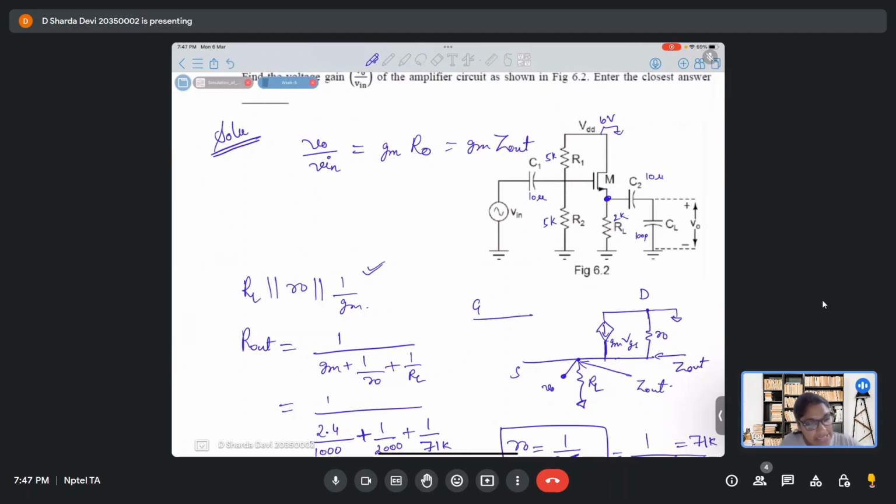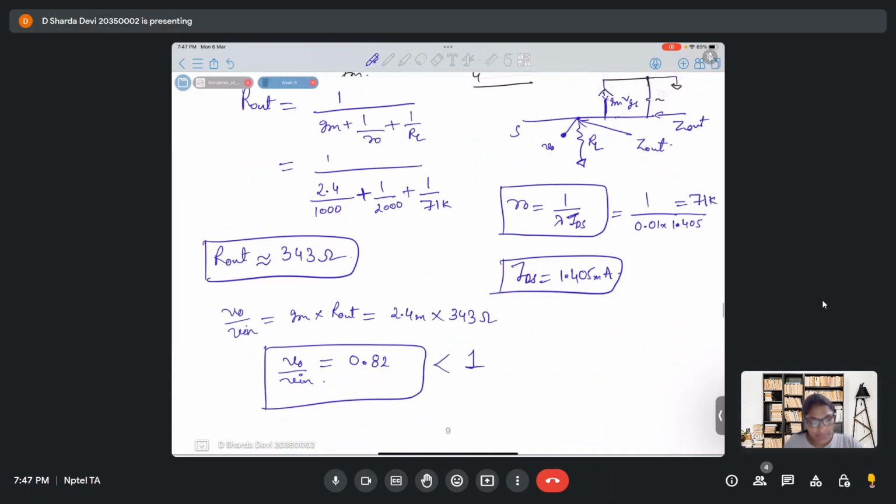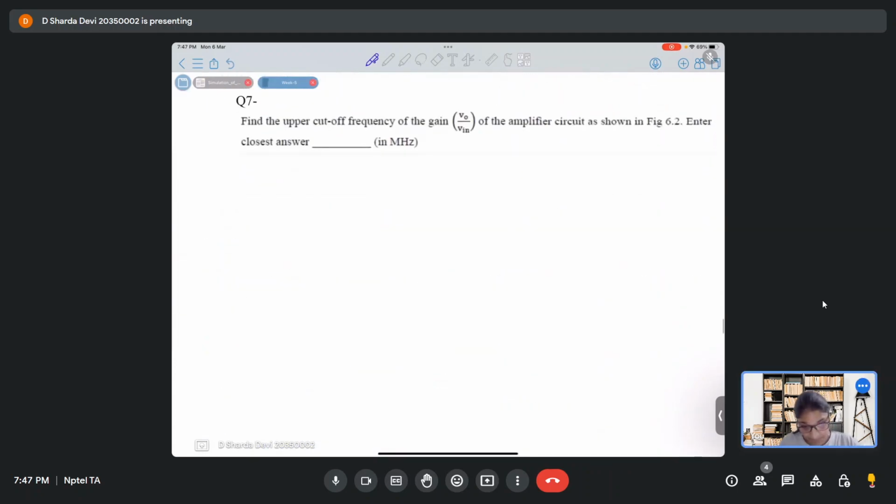This is a CD amplifier. This is drain, source, gate. Here drain is common, so this is a CD amplifier. Similar to the CC configuration in BJT, we have the CD configuration in MOSFETs. Okay? So moving on.